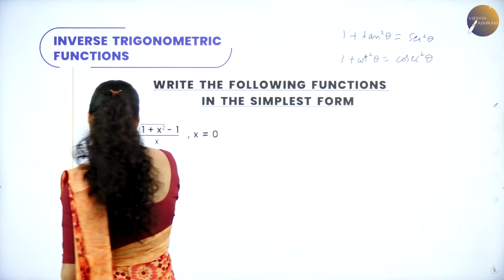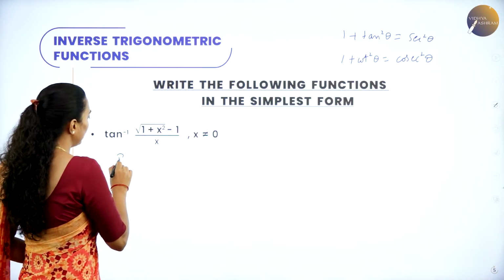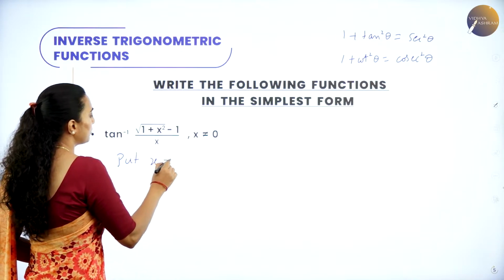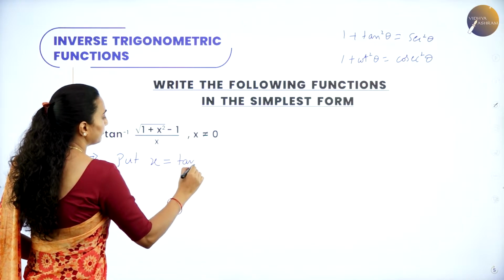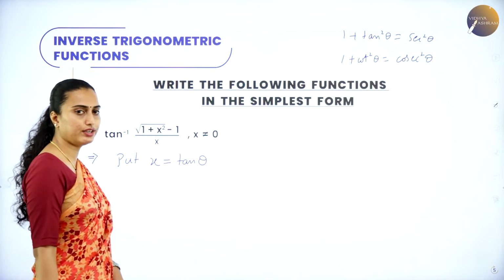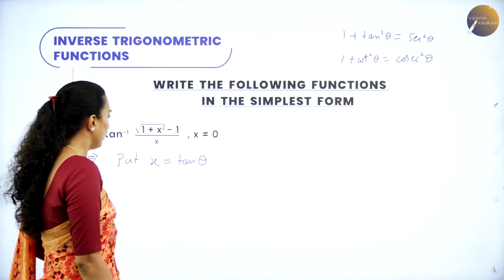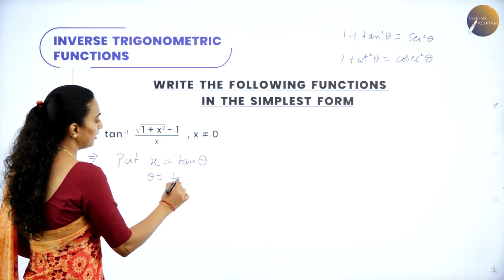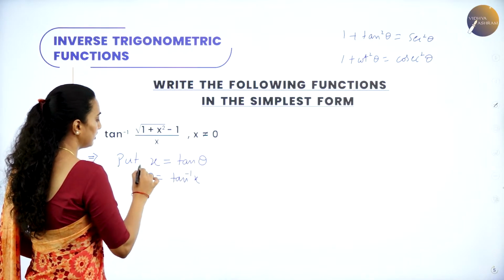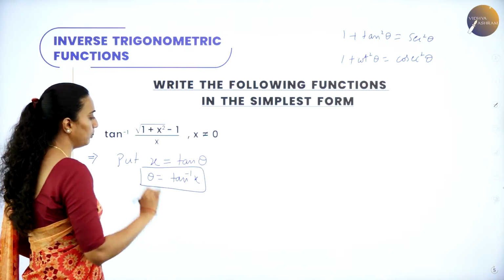So put x is equal to, what is that? You are going to have it as tan theta. Okay. I am going to take here tan theta. So therefore, what will theta become? Theta will be tan inverse x. Isn't it? Theta will be tan inverse x.